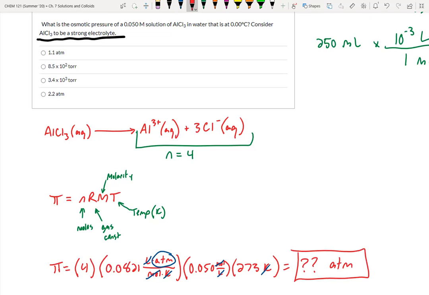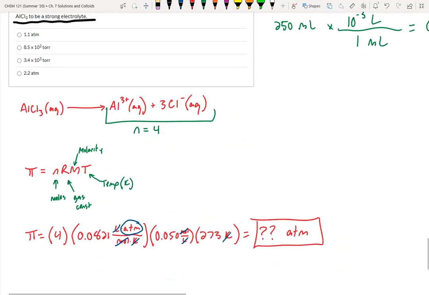Okay, if you notice, 2 of the potential answers are in ATM. The other ones are in torr. So what I would do is I would first solve this and see if either this or this matches my answer. And then if it doesn't, what I may need to do is I may need to convert this to torr to check for those last 2. Does that make sense? Awesome. Any other last minute questions?